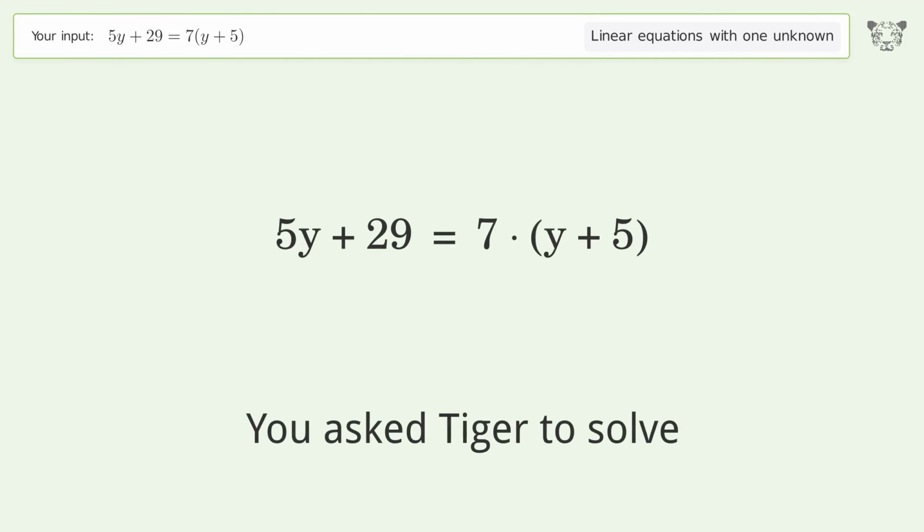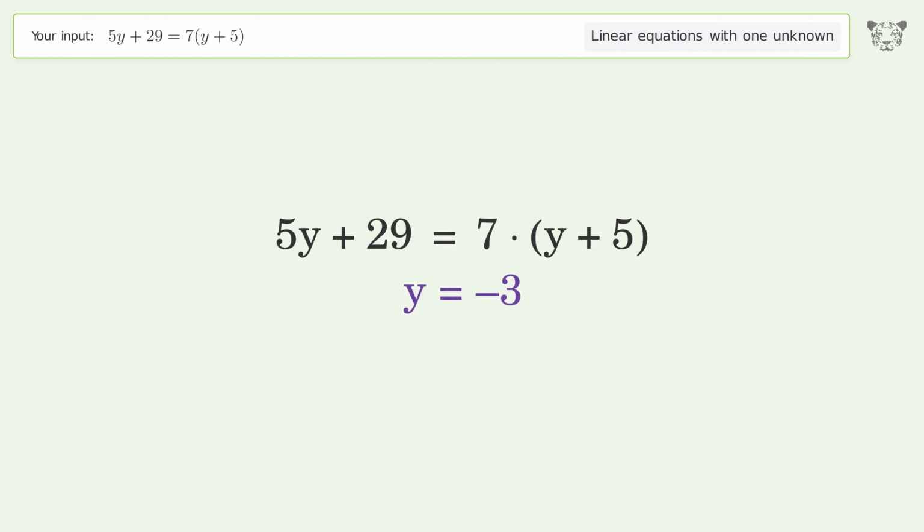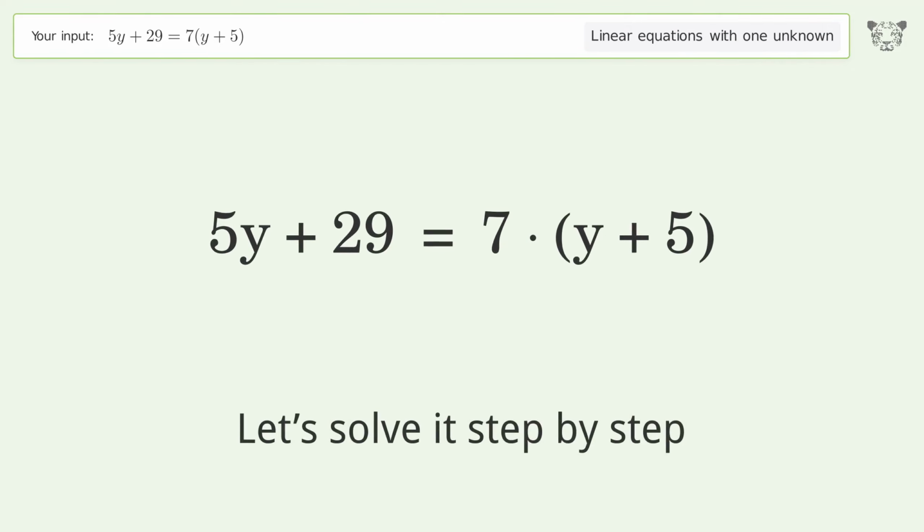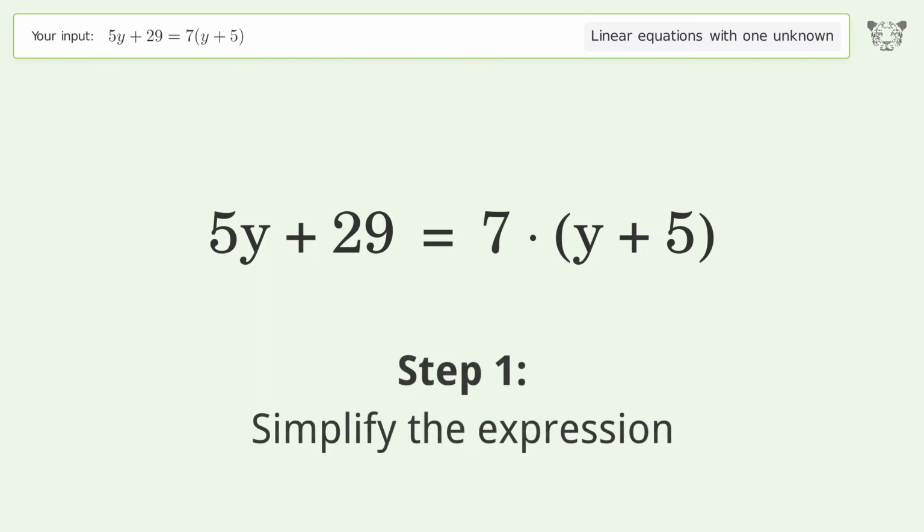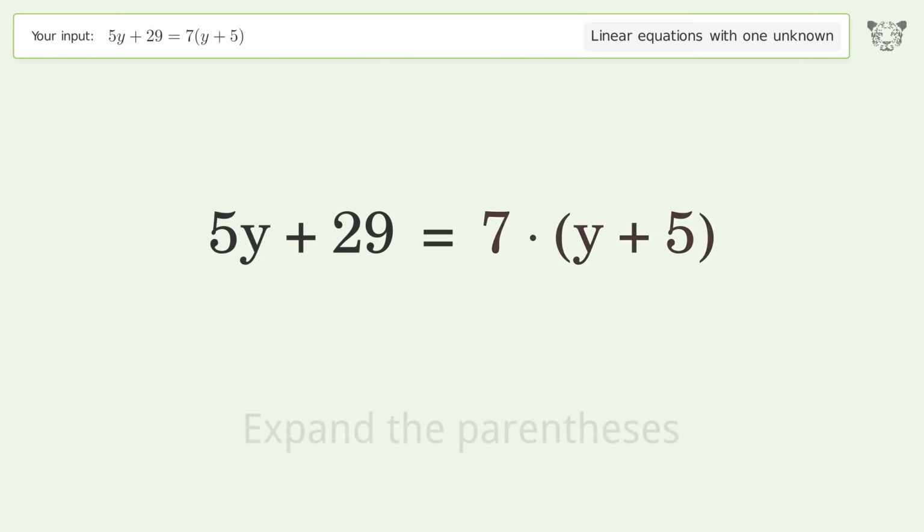You ask Tiger to solve. This deals with linear equations with one unknown. The final result is y equals -3. Let's solve it step by step. Simplify the expression. Expand the parentheses.